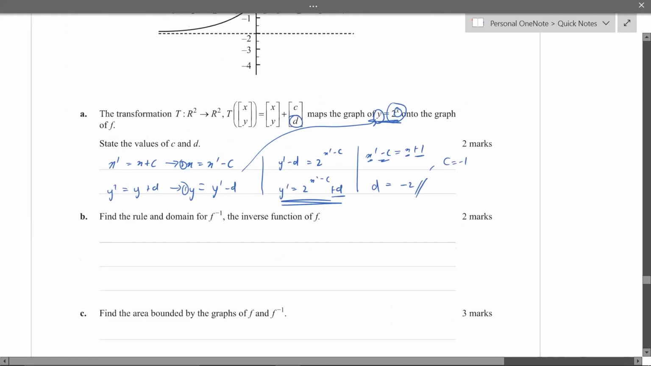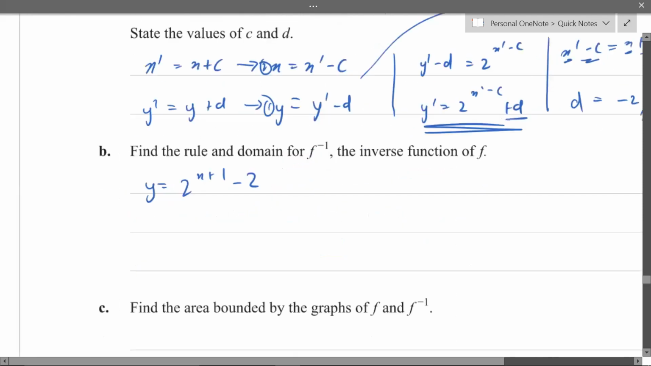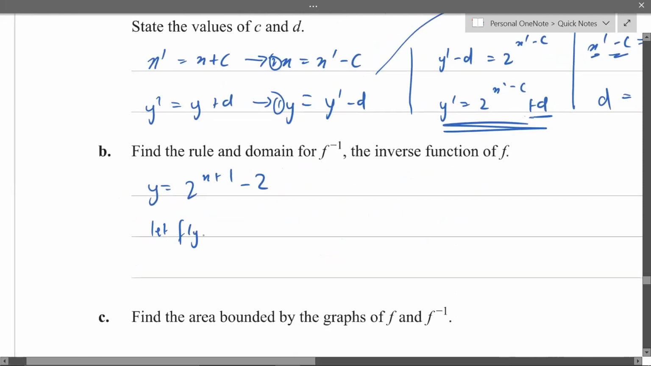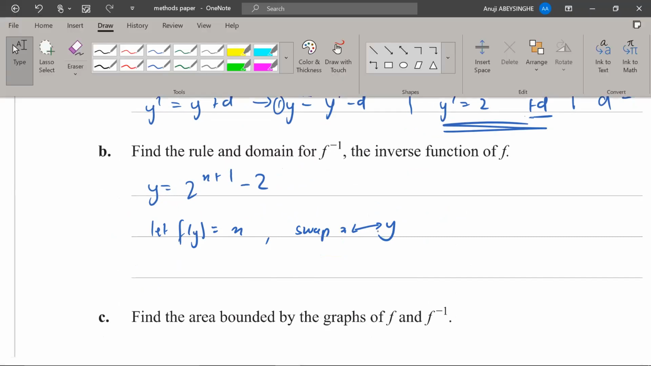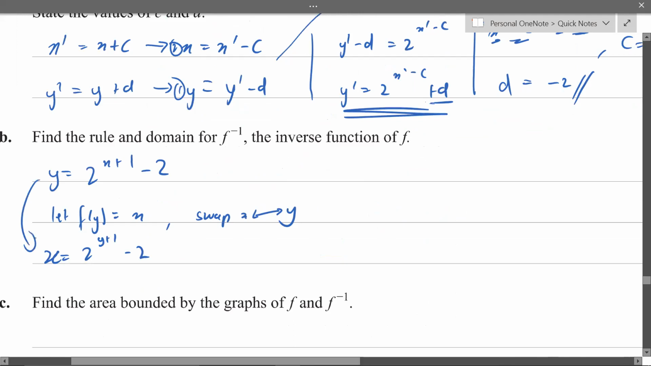So, find the rule and domain for the inverse of f. So f is y equals 2^(x+1) minus 2. And I like to write let f(y) equal x. You could write swap x and y or something. Just let the examiners know what you're doing. So x equals 2^(y+1) minus 2. Just here, be careful of your handwriting. I have messy handwriting, so sometimes the y comes down here and it becomes linear for some reason. So just be careful.